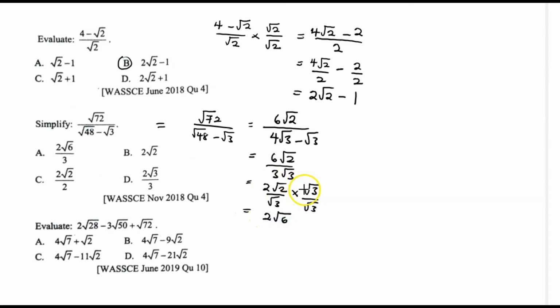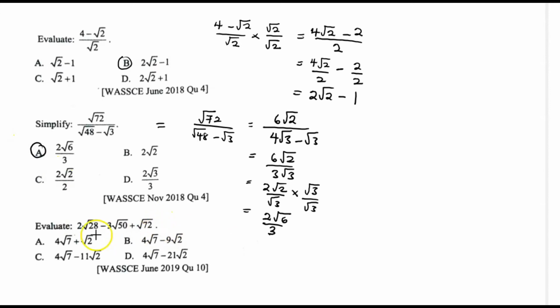In the numerator, 2 will multiply the coefficient of root 3, which is 1. So 2 times 1 is 2. And root 2 multiplying root 3 will give us root 6. In the denominator, root 3 multiplying root 3 will give us the value of 3. So in simple terms, our final simplification for this question, root of 72 all on root of 48 minus root of 3, gives us the answer 2 root of 6 all over 3, which is the possible answer A.